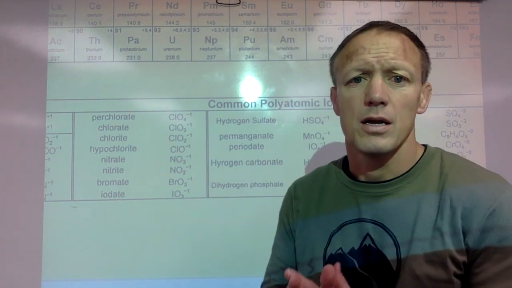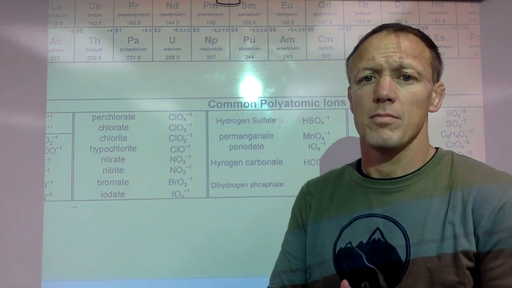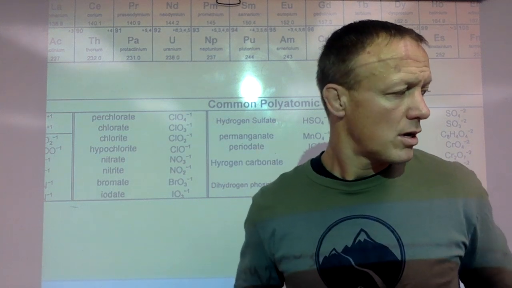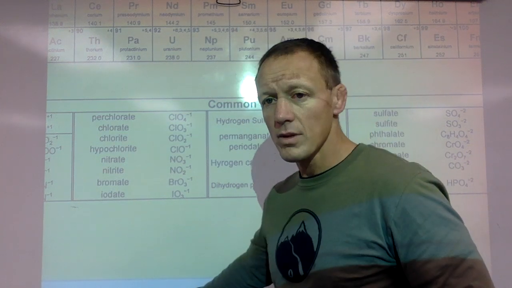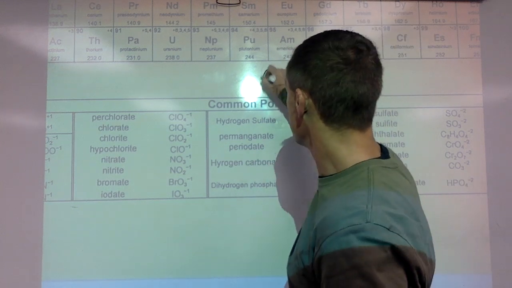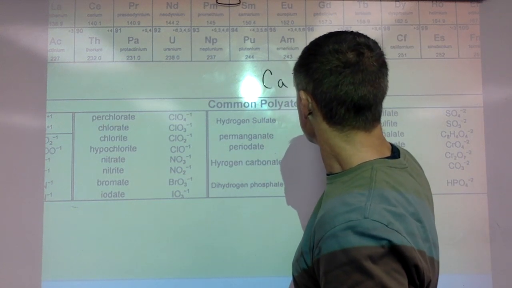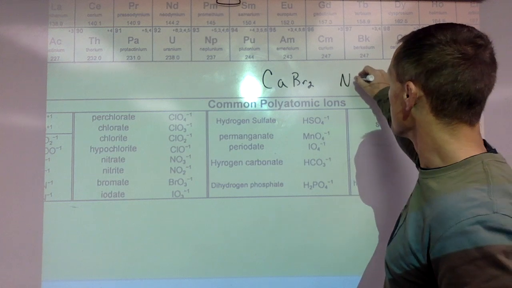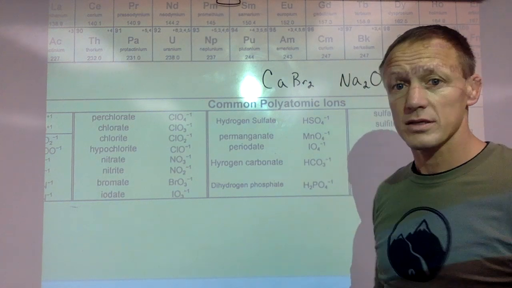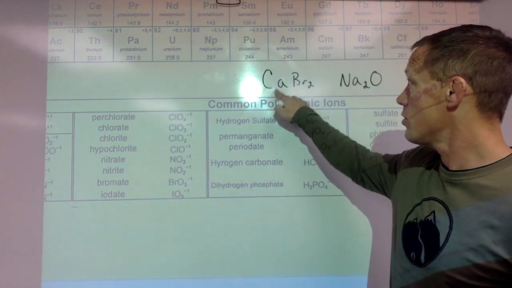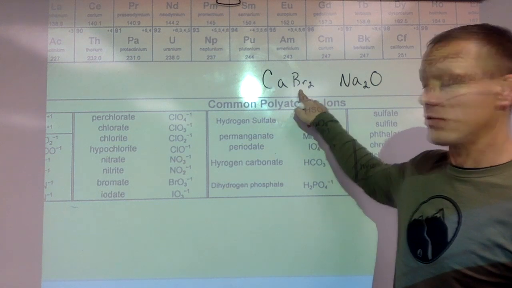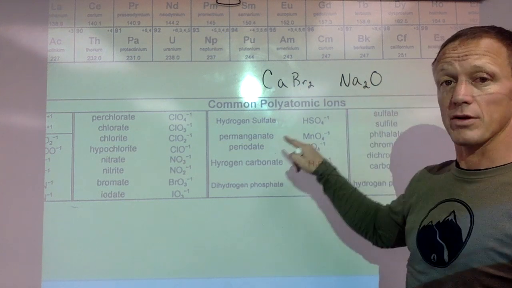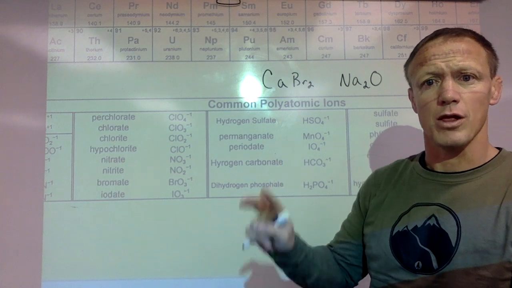This video is going to be on writing compounds that have polyatomic ions in them. So everything we've done so far has been compounds such as this or this. They have just a metal with a nonmetal, a single nonmetal. Those are called binary compounds, or just two elements together.